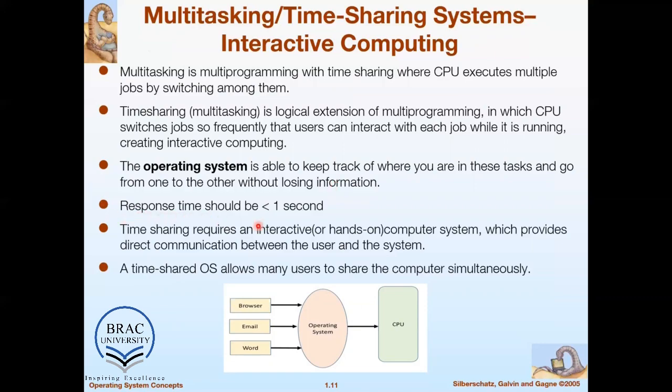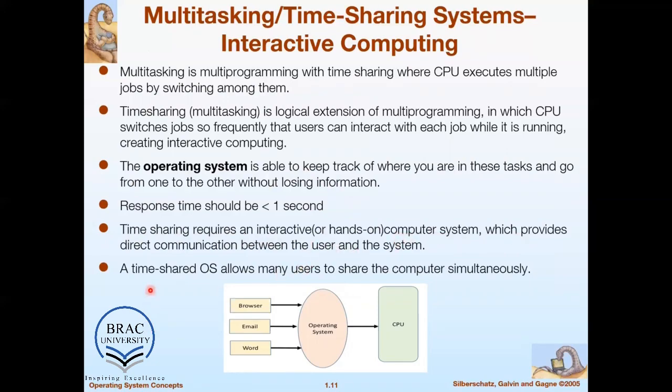Response time should be less than 1 second. This is one of the most important features of this architecture. The user gives instructions to the operating system or to a program directly and receives an immediate response. An interactive system is used when a short response time is required. Time sharing requires an interactive or hands-on computer system which provides direct communication between the user and the system.